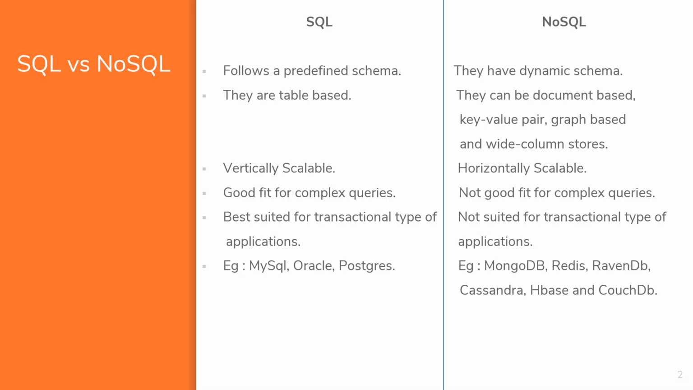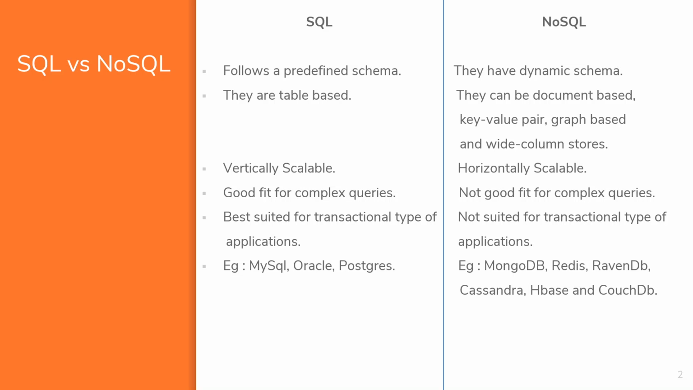SQL databases are suited for transactional types of applications, for example, ATM applications. ATM applications involve a lot of transactions, so SQL databases are a good fit for that. But NoSQL databases are not suited for transactional types of applications because they are not ACID compliant. A database which is not ACID compliant cannot be used for transactions because we need those atomicity properties if something goes wrong in between a transaction. So even though we can use NoSQL databases for transactional applications, it is not recommended since the use case of transactional applications is for SQL databases.